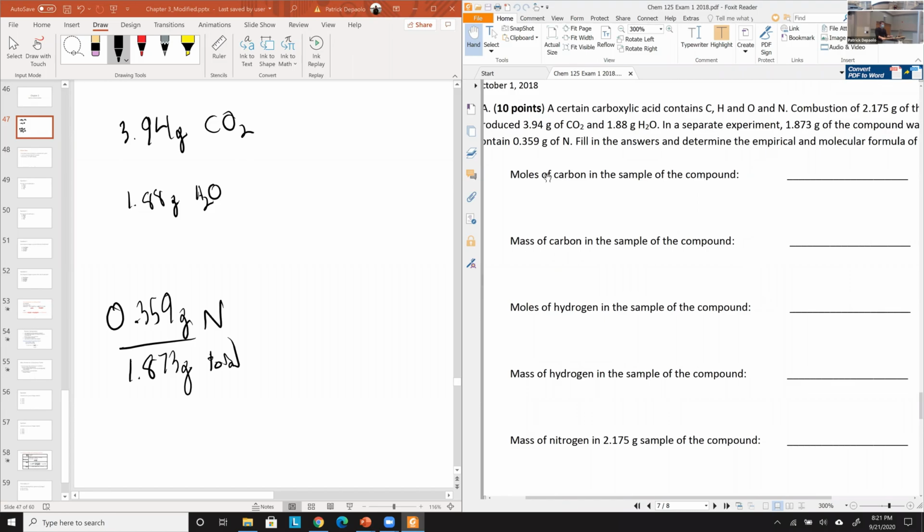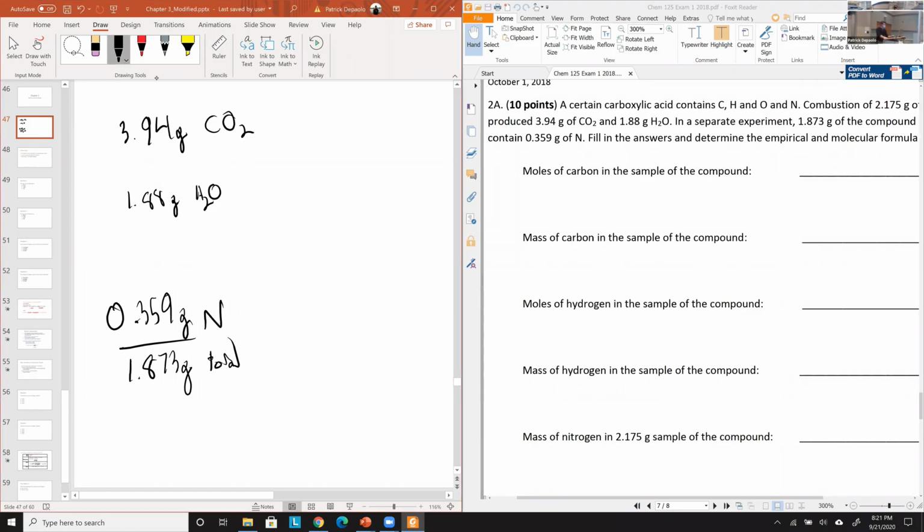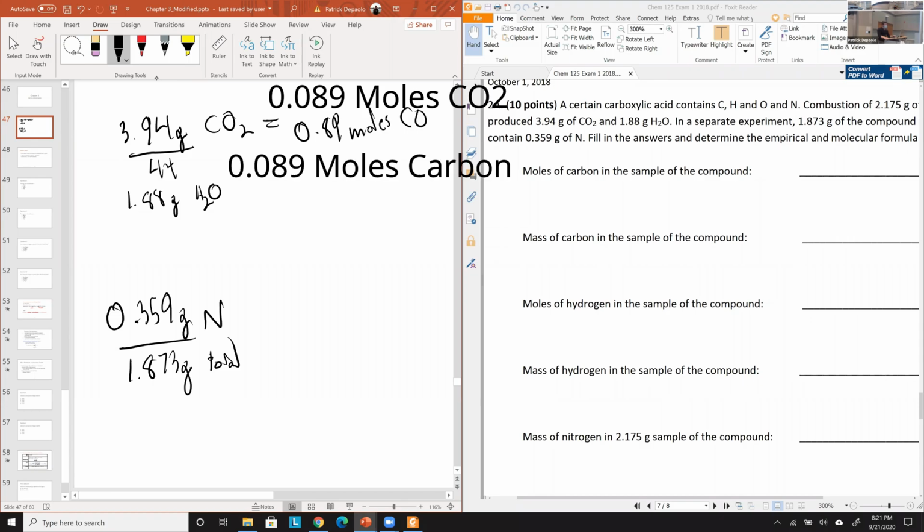So let's try to figure out the moles of carbon in the sample. We're going to take the grams of carbon dioxide and divide by the molar mass, 44. And we're going to get 3.7 over 44, which gives 0.89 moles of CO2, right? And that equates to 0.89 moles of carbon. Good.